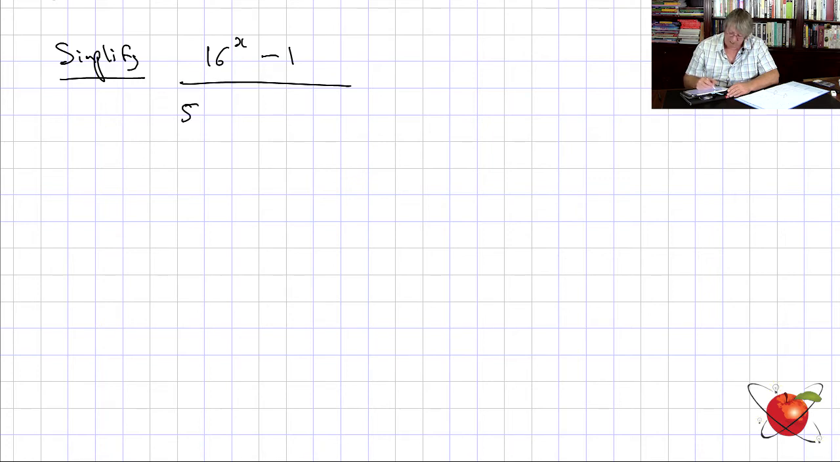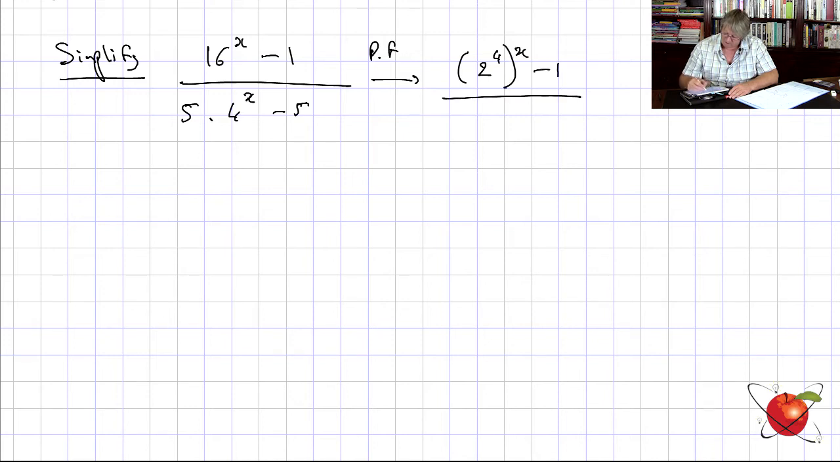Let's have a look. Here they say simplify: 16 to the power of x minus 1 over 5 times 4 to the power of x minus 5. Okay, step 1. Prime factor. 16 is 2 to the power of 4, x minus 1, over 5 times 2 squared, x minus 5.